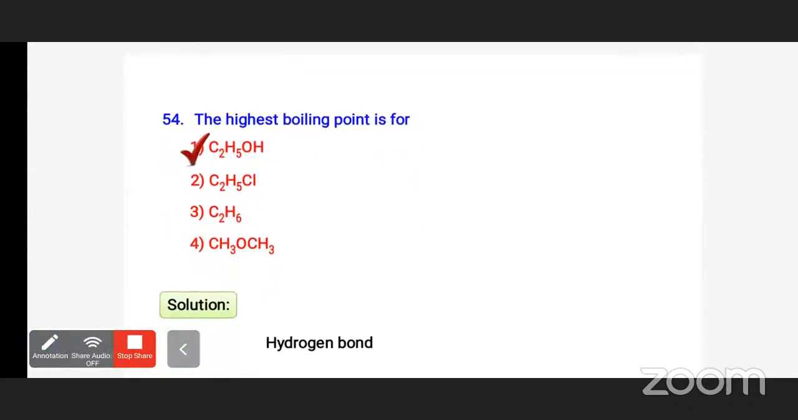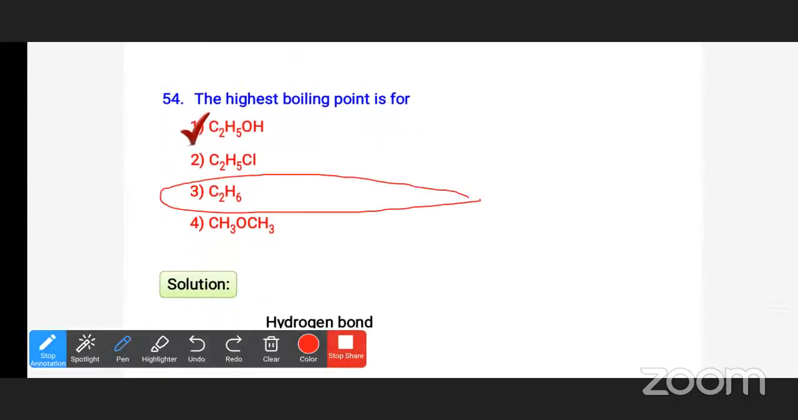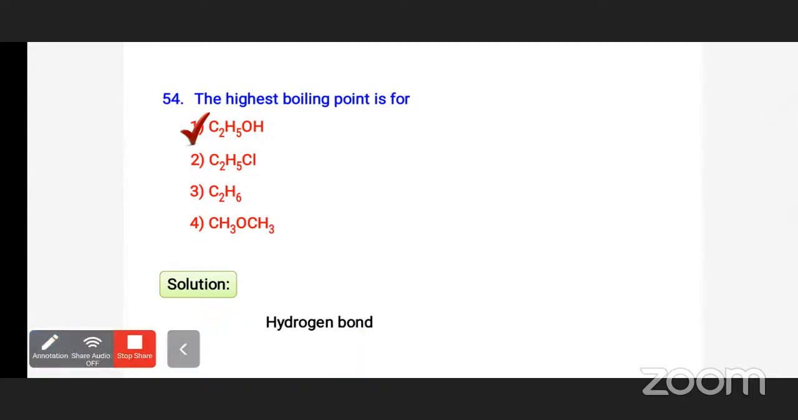The highest boiling point is for number 1, ethyl alcohol, number 2, ethyl chloride, number 3, ethane, number 4, methoxy methane or ketone. So the highest boiling point is for ethyl alcohol because of the presence of hydrogen bonding. So option 1 is the correct option.